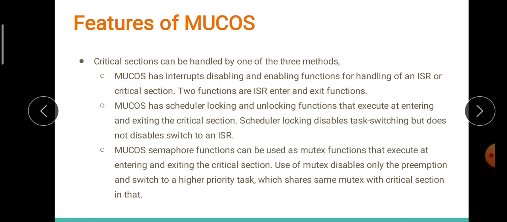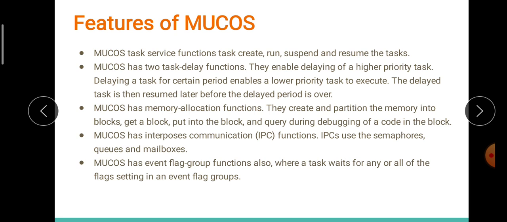Apart from this, MUCOS has a set of task service functions which create the task, run the task, suspend and resume the task. So this helps in an efficient implementation of the task schemes. And MUCOS has two task delay functions, and this helps to generate a delay for a higher priority task also. And when you delay a task for a certain period, this enables your lower priority task to execute.